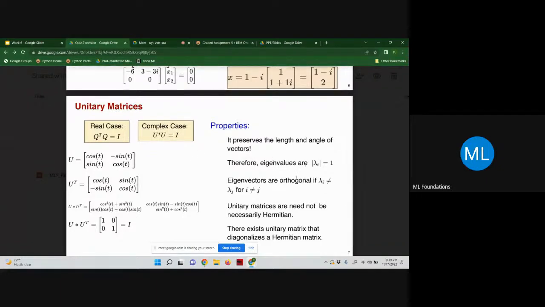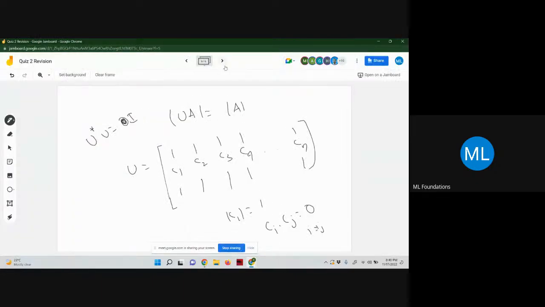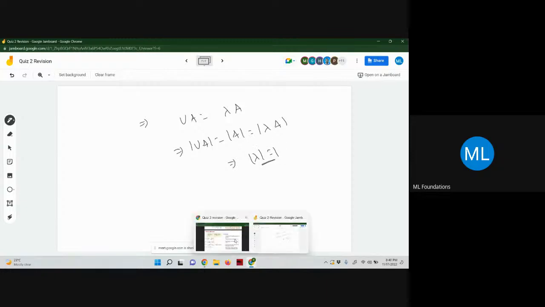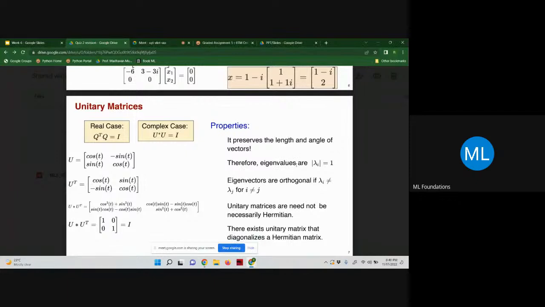The important part here is the eigenvalues. The modulus of the eigenvalues will be equal to 1, and you could prove it in this way. For an eigenvector A, UA should be equal to lambda A. I told you that the unitary matrix will preserve the length, so modulus of UA will be equal to modulus of A, which will be equal to modulus of lambda A, which implies mod lambda is equal to 1. So the modulus of the eigenvalues is going to be equal to 1.